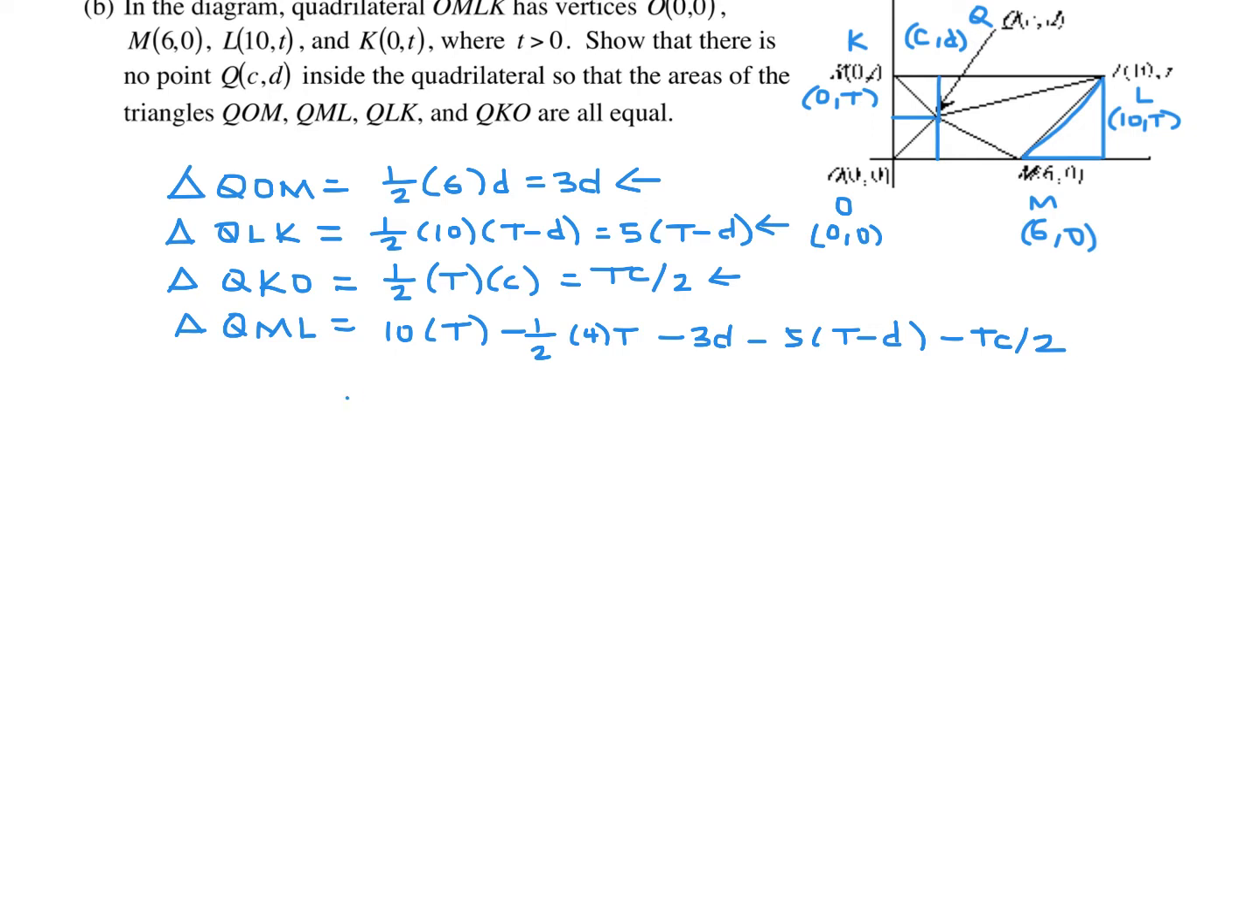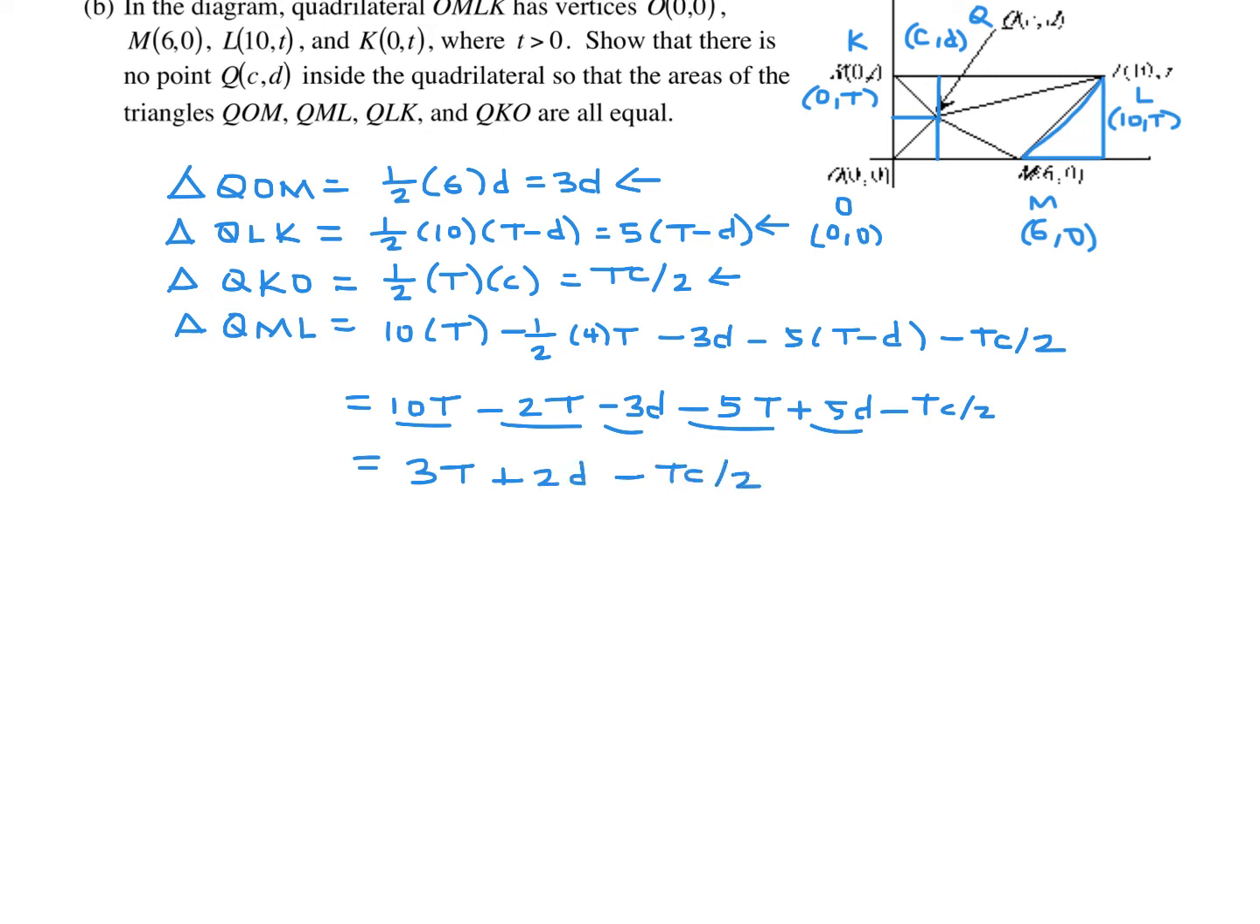Okay, so let's simplify this a little bit. This is 10T minus 2T minus 3D minus 5T plus 5D minus TC over 2. Any more simplification? This and this and this, so 8 minus 5, that's 3T. And then this and this will be plus 2D. And then this minus TC over 2. Okay, that's about as far as I can go.